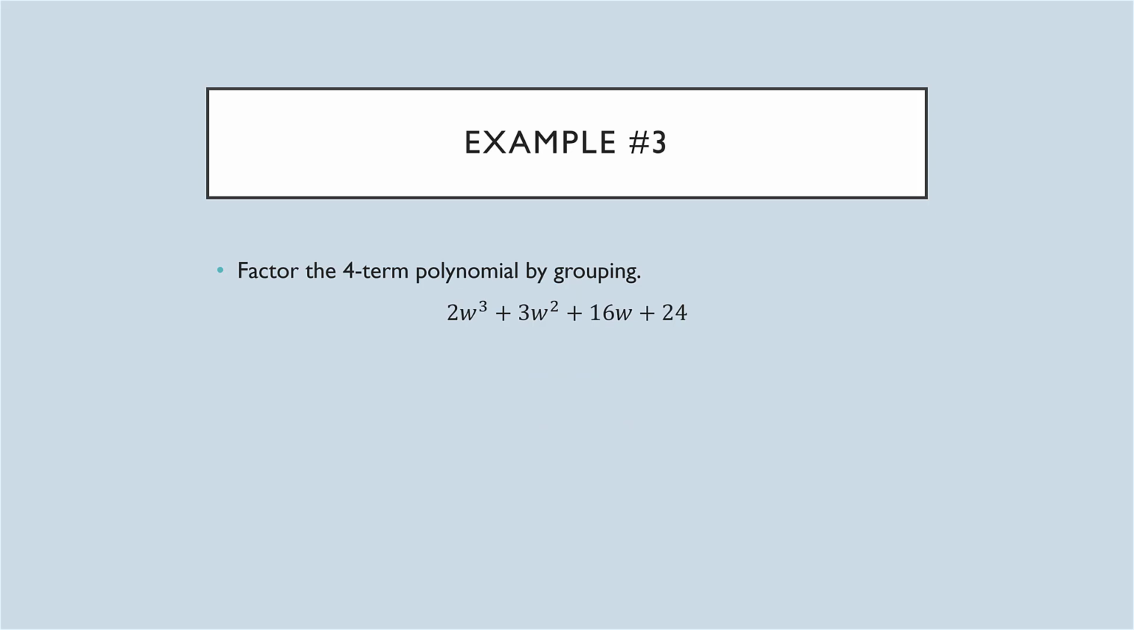I'm going to do one more problem with you, and then I'll let you guys try one on your own. Here we have our 4-term polynomial. So we're going to take the first 2 terms and group those together: 2w cubed plus 3w squared. Find the GCF of those 2 terms. In this case, it would be w squared.